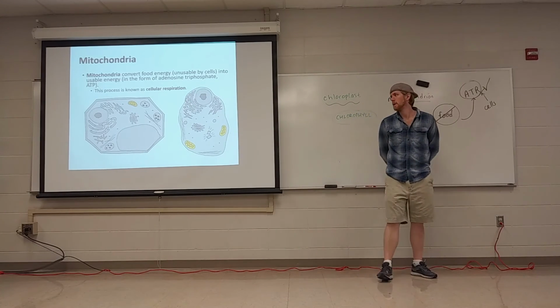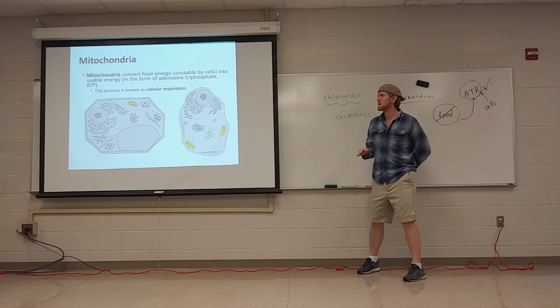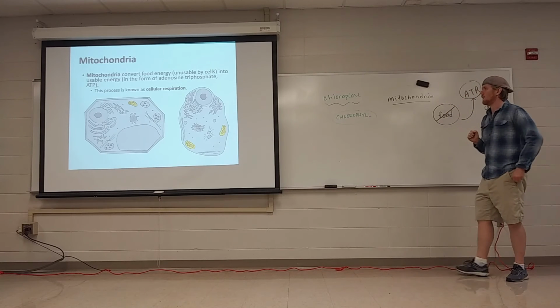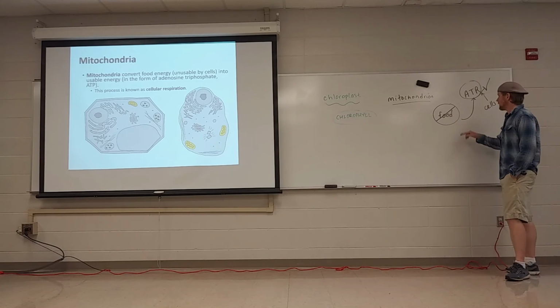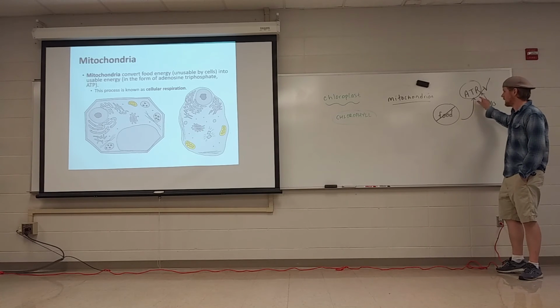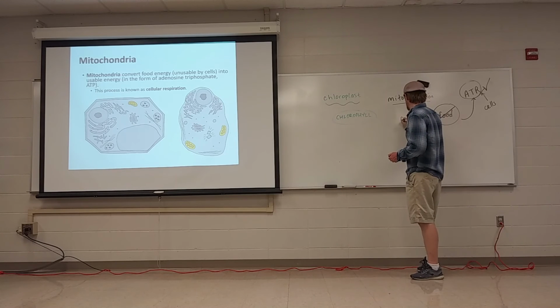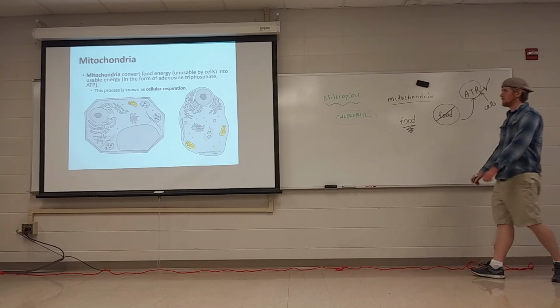Why do they still need mitochondria if they make their own food? Well, it lies in the purpose of the mitochondria. The purpose is to take food and convert it into ATP. Plants can make all the food they want.